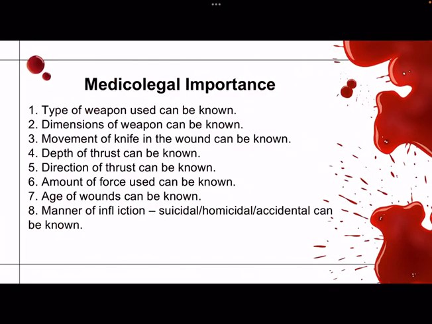What is the medico-legal importance of a stab wound? You can determine the type of weapon used, whether the weapon is rectangular, circular, single-edged or double-edged. The dimensions of the weapon can be known. Movement of the knife is known. Depth of the thrust and direction of the thrust can be known.